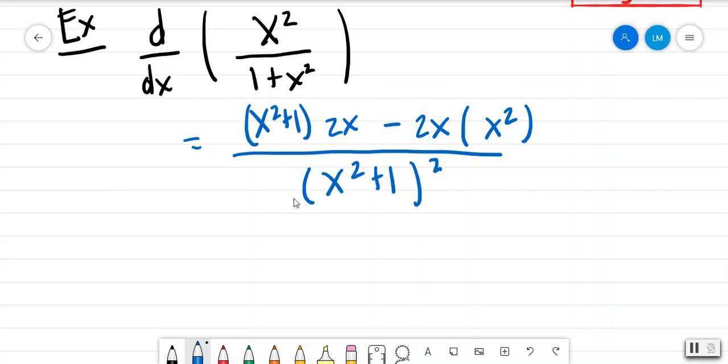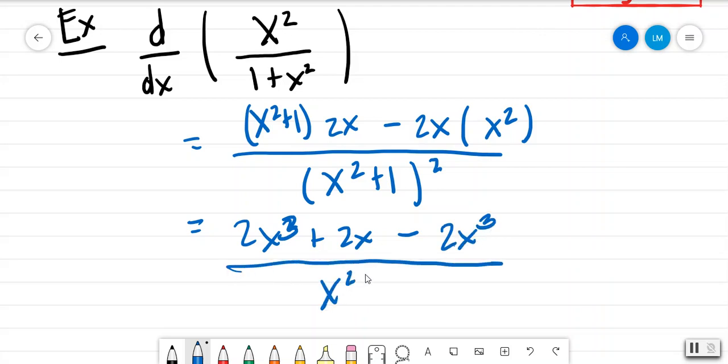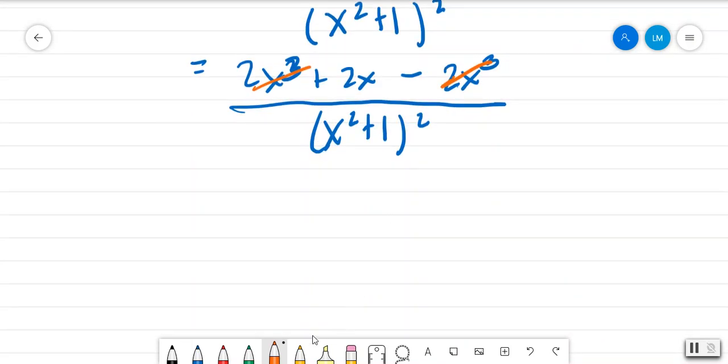It reduces to, let's see, 2x cubed plus 2x minus 2x cubed also. So you'll notice that some stuff does cancel out. So you have plus 1 and then that's squared. So this cancels out and that cancels out. That means that everything reduces down to 2x. So this becomes 2x divided by x squared plus 1 to the second power.